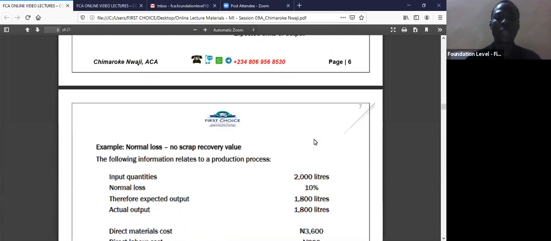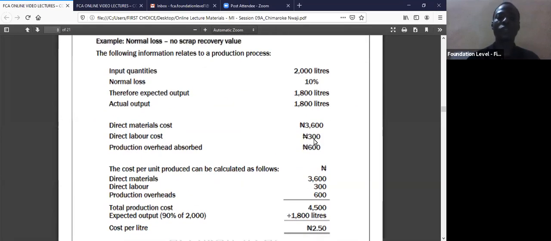So we now saw an example, and I said, how do you know that you have normal loss? You know that you have normal loss when your input is higher than your expected output. And I said that your expected output and your actual output are the same. It means it is only normal loss you experience when the expected output and your actual output are the same.